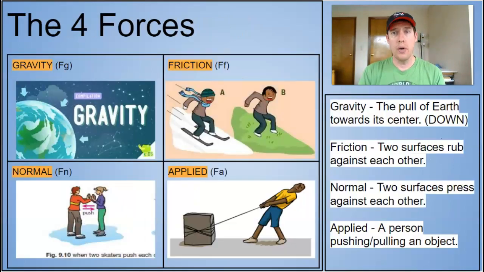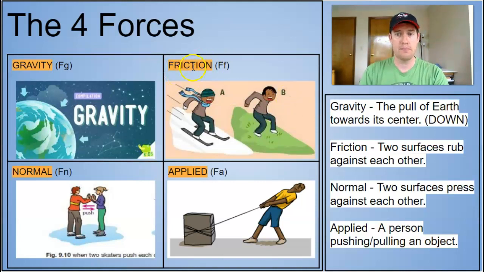Now, we're going to study 4 forces, although there are more of them. We're going to be looking at gravity. The force of gravity, or the F of G, is the way that we're going to write that when we're working with these forces here in just a minute. And what is gravity, just so we know what we're talking about? Over here, we've defined the force of gravity as the pull of Earth towards its center. Okay? And that's always going to be drawn as a downward force.